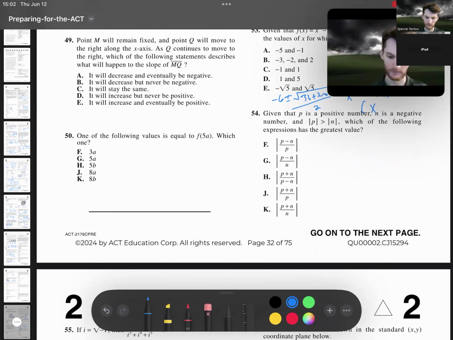All right, given that p is a positive number and n is a negative number, which is the greatest value? N is negative. So you want a large numerator and a small denominator.